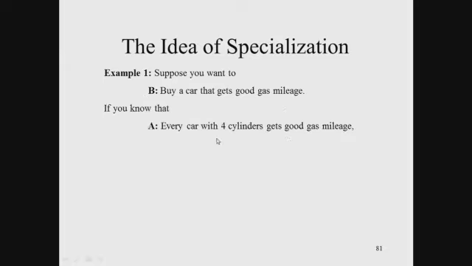So, let's suppose you want to buy a car that gets good gas mileage. And suppose you know that every car with four cylinders gets good gas mileage. So here is a forward statement with the keywords for every. What are the objects here? Car. Car with what property? Four cylinders. And what's the something that happens? Gets good gas mileage. Okay. You can end up buying a car that gets good gas mileage by using your knowledge of this for all statement as follows.